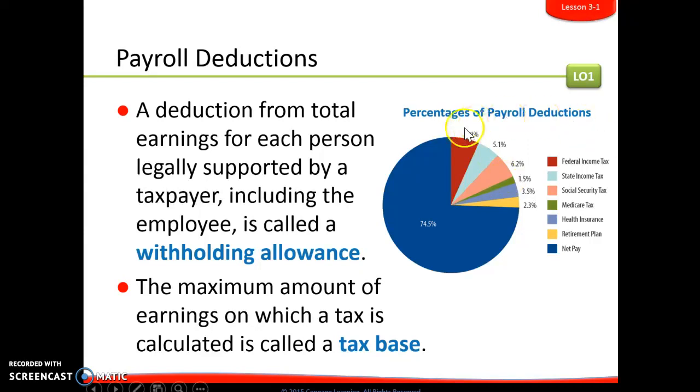Here they give us a nice pie chart that shows us the percentages of payroll deductions. So notice like federal income tax is 6.9%, 5.1% for state, Social Security 6.2, Medicare 1.5, health insurance 3.5, retirement plan 2.3, and then 74.5% is going to be net pay.